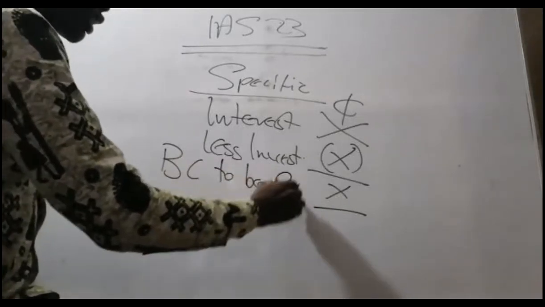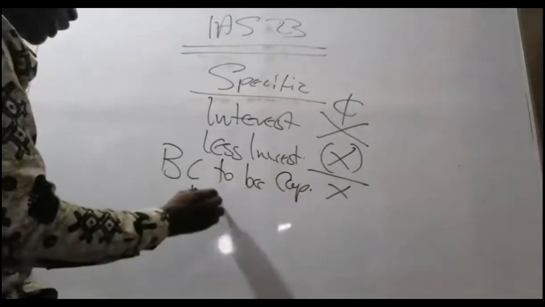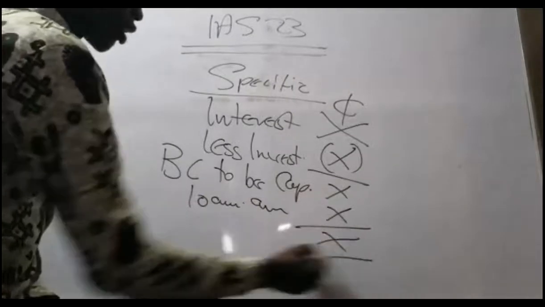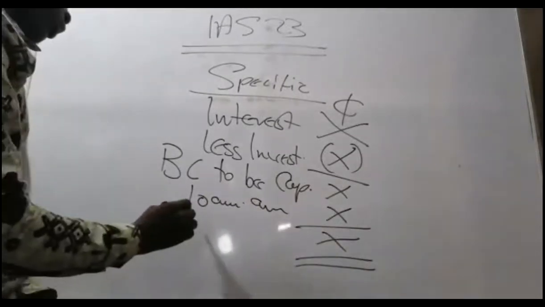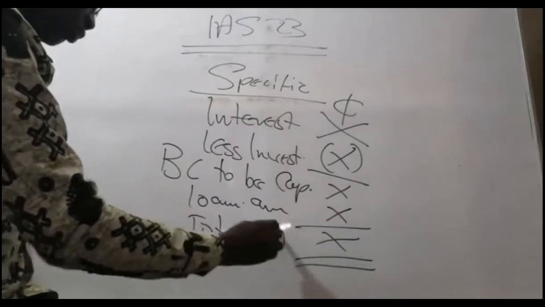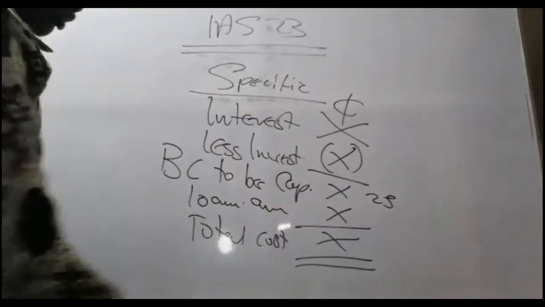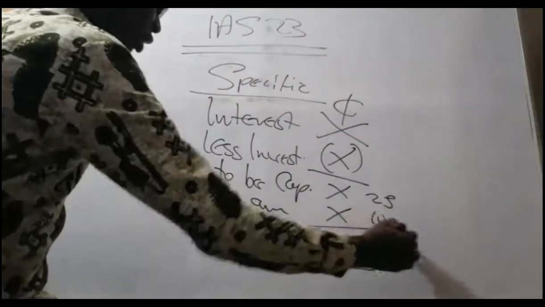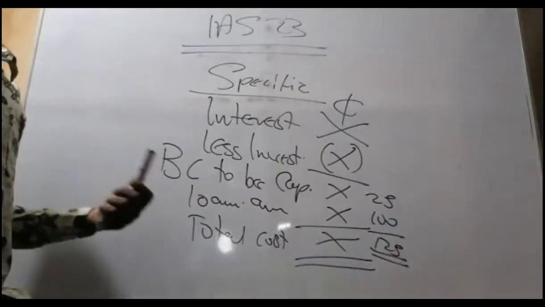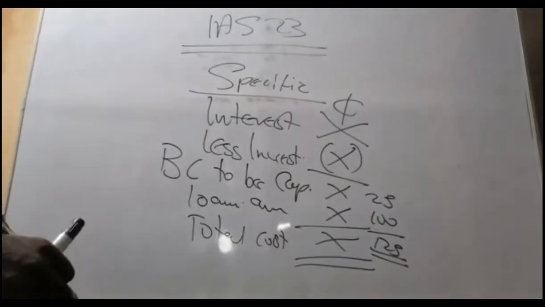So if you have the loan amount here, you add it to get the total cost of the asset. This one becomes the overall cost of the asset. So assuming that the capitalized amount is 25,000 and the loan is 100,000, therefore the asset value becomes 125,000. That is it. So this is the formula that we are going to use to calculate the specific borrowings, and then we are done.